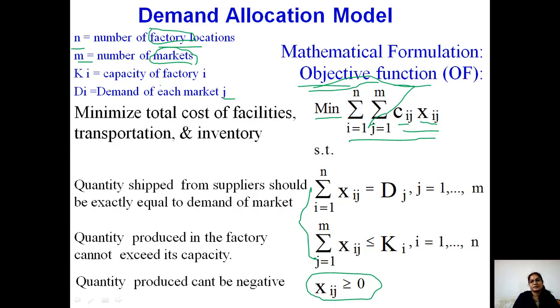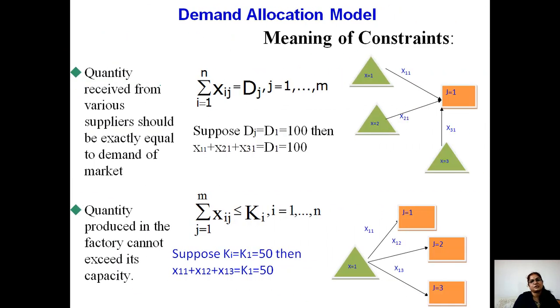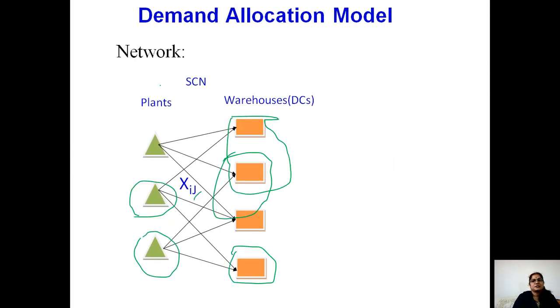negative. I cannot say that I have shipped -2 tables, for example. It doesn't have any meaning. So quantity shipped should always be positive or equal to 0. So these are the three constraints.